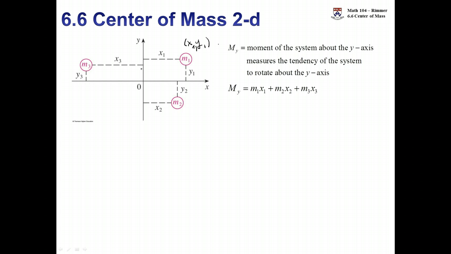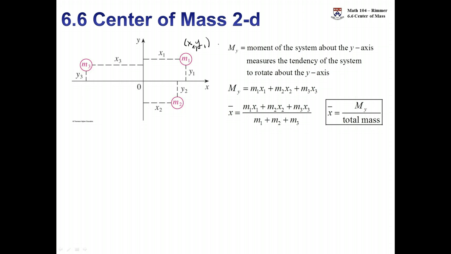What do we do with that? Well, we take this and then divide it by the total mass like we had done in 1D. So mass 1 and mass 2 and mass 3 all added together. And this gives us x bar, the x coordinate of the center of mass. In order to get the x coordinate of the center of mass in general, it's going to be the moment of the system about the y-axis divided by the total mass. Okay. The coordinate would be called x bar.